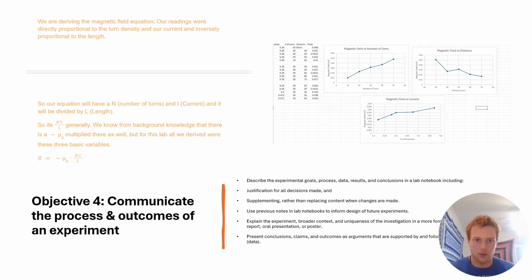All right, so objective four is communicate the process and outcomes of the experiment. This is describing the experimental goals, the justification for all decisions made, supplementing when changes were made, using previous notes in the lab notebook to inform the design of future experiments, explaining the experiment's broader context and uniqueness of investigation, and presenting conclusions, claims, and outcomes.